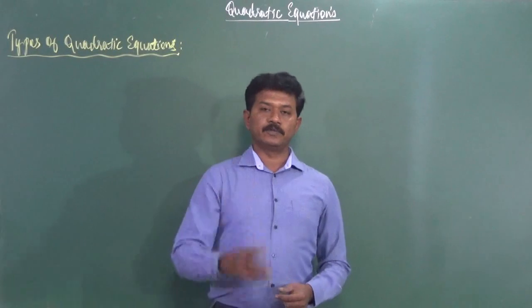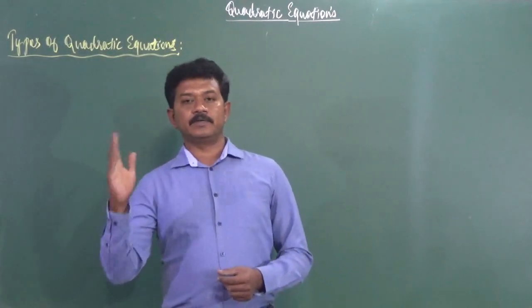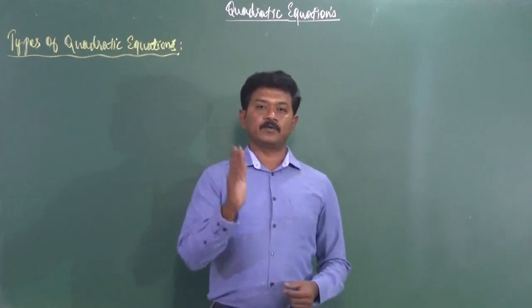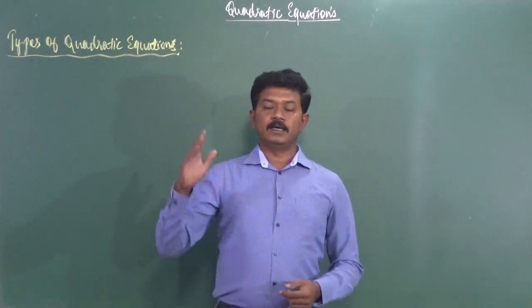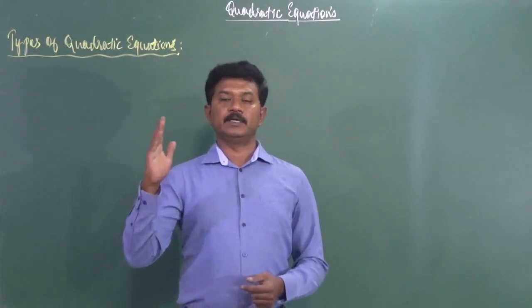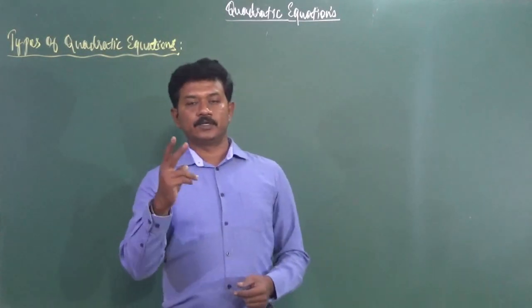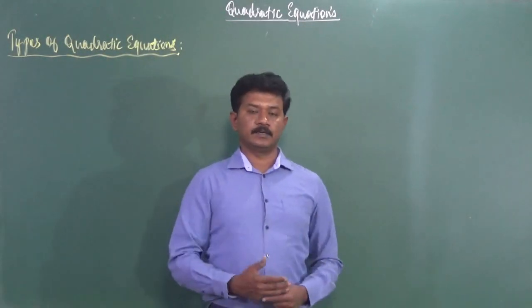So here we have two definitions for a quadratic equation. A quadratic polynomial, when equated to 0, becomes a quadratic equation. Or, an equation in a variable with degree 2 is called a quadratic equation. So these were the two definitions we discussed in the previous session.